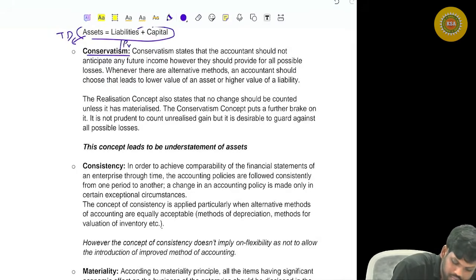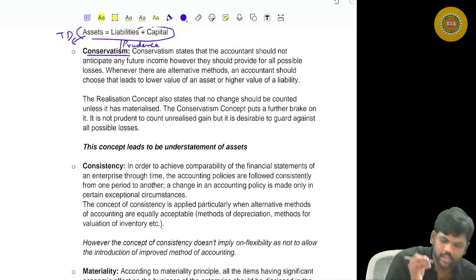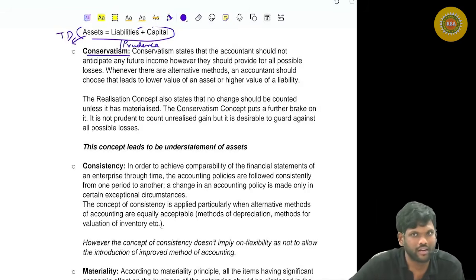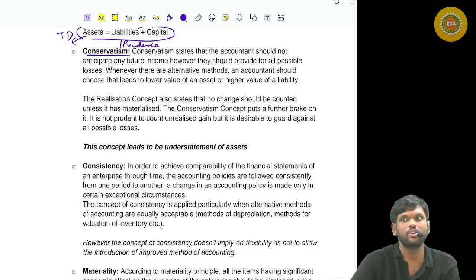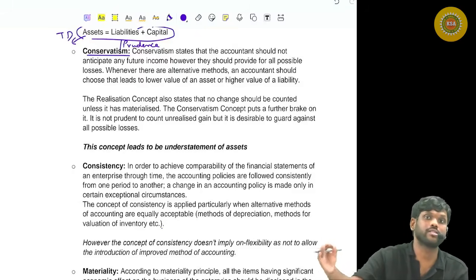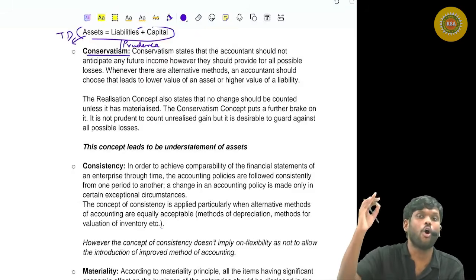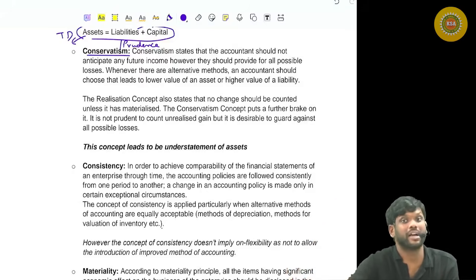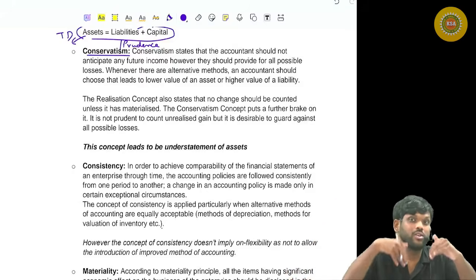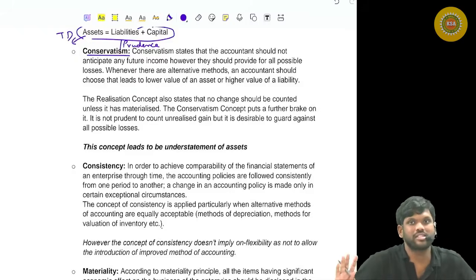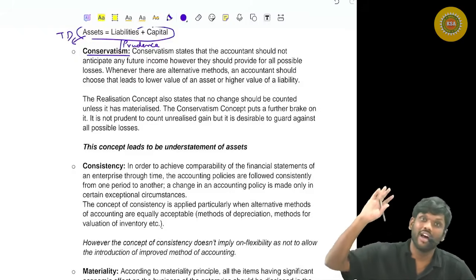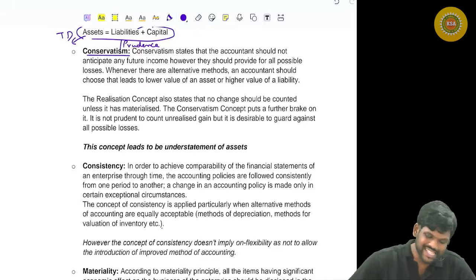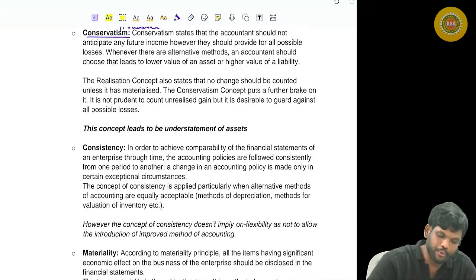Another name of conservatism is prudence. You would have already learnt this in various chapters. Conservatism says all anticipated losses should be accounted, but not anticipated gains. If a future loss is expected, account for it, but if a future gain is expected, that should not be accounted. Account for it only when it actually comes. This kind of thought process is called conservatism or prudence.